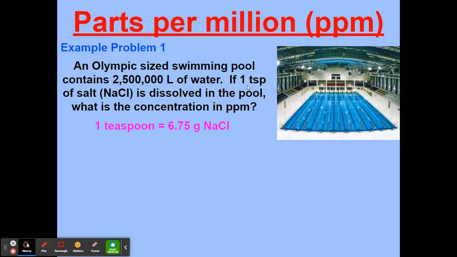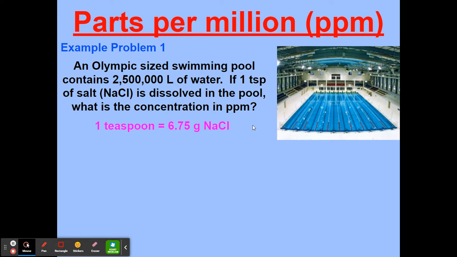So if you dissolve 1 teaspoon of salt in that pool, what's the concentration? All right, and that's what we're asking for. So 1 teaspoon of salt, I'm telling you, has an approximate mass of 6.75 grams of NaCl. So from here, you have all the information you need to solve the problem.